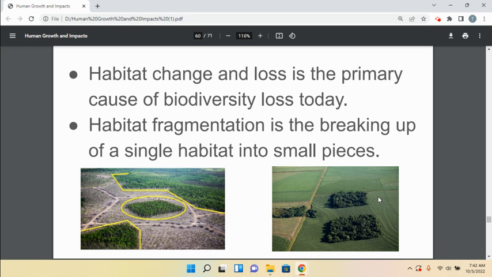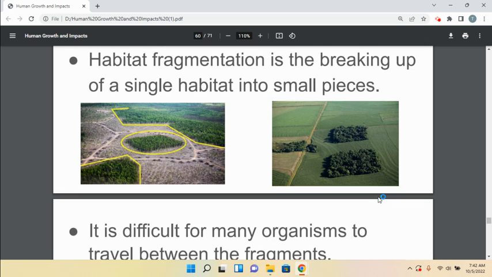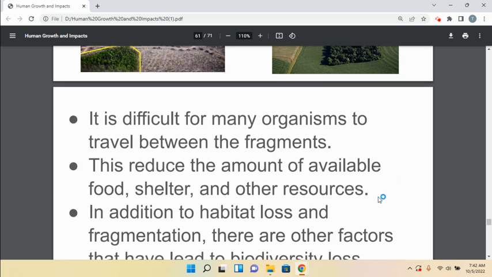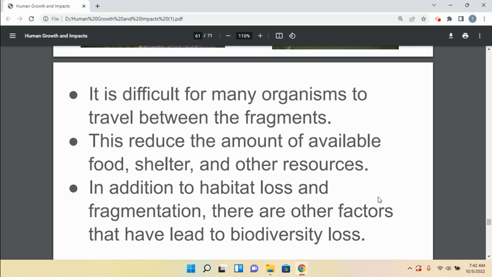Habitat change and loss is the primary cause of biodiversity loss today. These species are being threatened by what we do. Habitat fragmentation is one part of that. We take a single large forest, we break it down into small pieces, again, to build roads or subdivisions or whatever. And animals have a hard time getting back and forth between the two places. This is causing a loss in food, shelter, and other resources, and again, leading to a drastic loss in biodiversity.